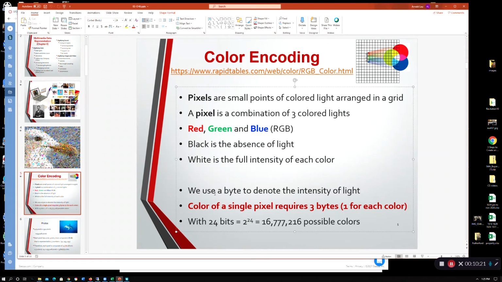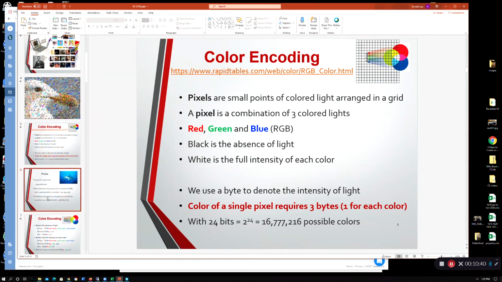And then each of these pixels is a byte. And remember from the last video, a byte is 8 bits. That's why you end up with 24 bits, 3 times 8, okay? So 2 to the 24 gives you that many possible colors. So we're gonna piece that together.